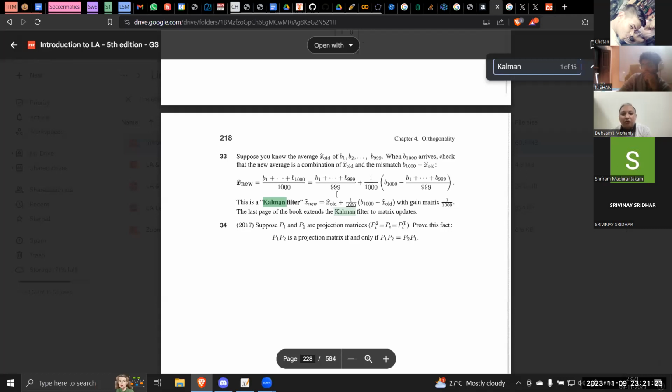But most of the time, the new number will be either below the existing average or above. If it is below, it will be a negative number, so it will pull the average down. Otherwise, if it is a higher number, it will pull the average up.